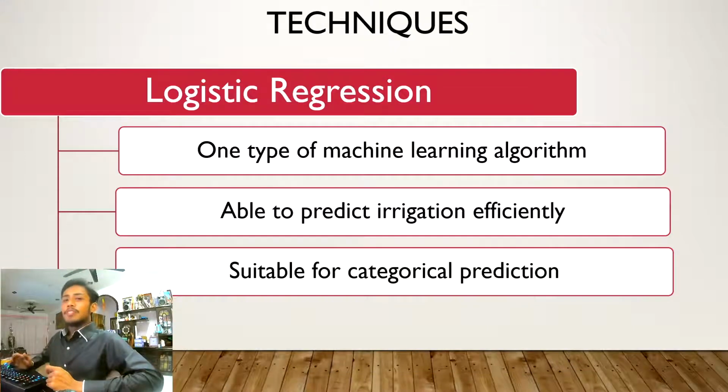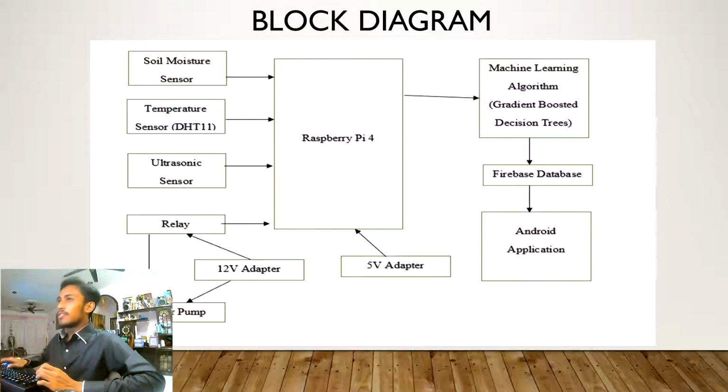So the machine learning technique that I mentioned before is called logistic regression. The reason why I'm using logistic regression is because it is able to predict the irrigation efficiently and it is suitable for categorical prediction. In my case, categorical prediction means irrigation or not. So that is the category, whether it is yes or no.